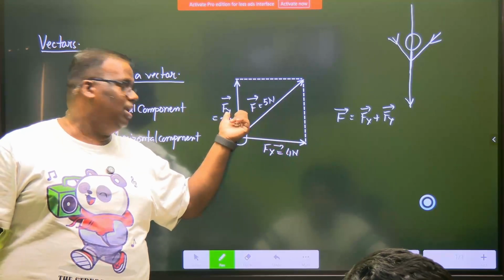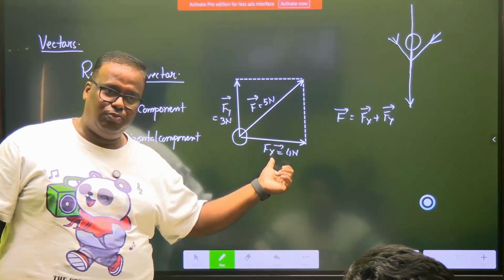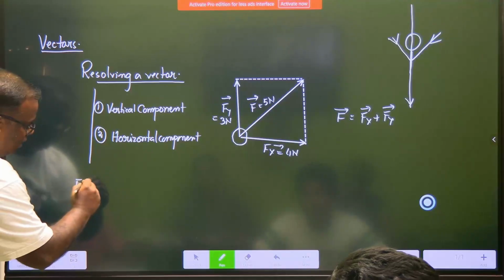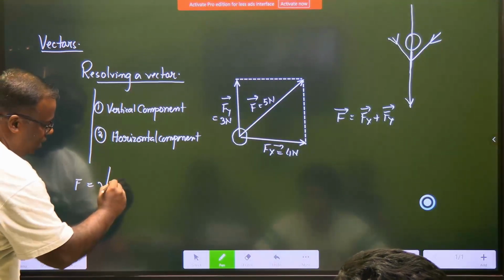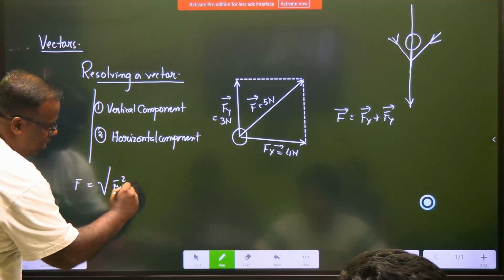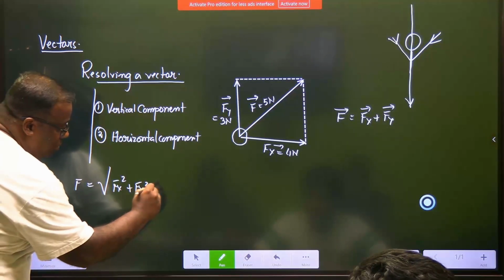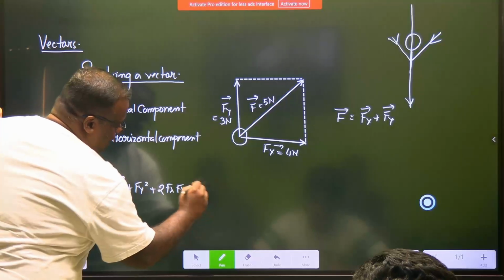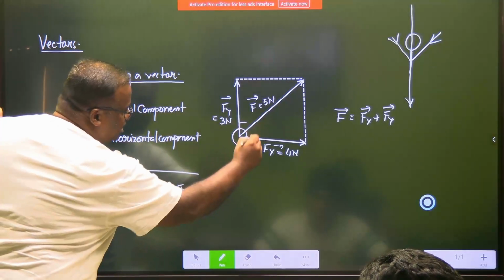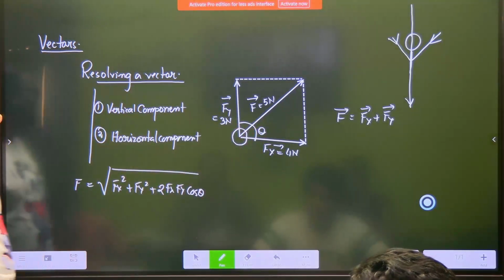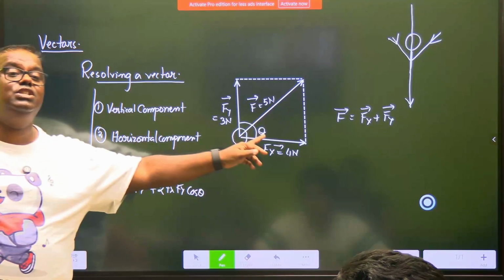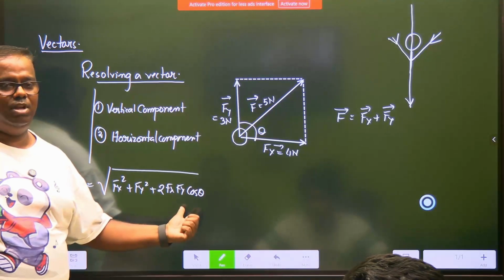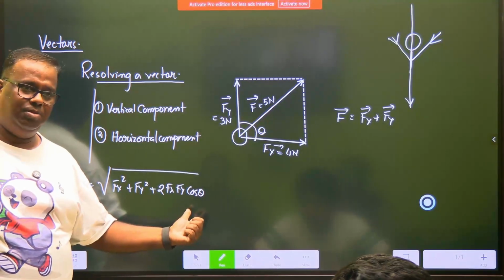The magnitude of F will actually be root over Fx square plus Fy square plus 2 Fx Fy cos theta. And this is the angle theta. What is this angle? 90 degrees. Cos 90 is 0. Therefore, it becomes Fx square plus Fy square. Cos 90's value is 0. समझ में आ रहा है?